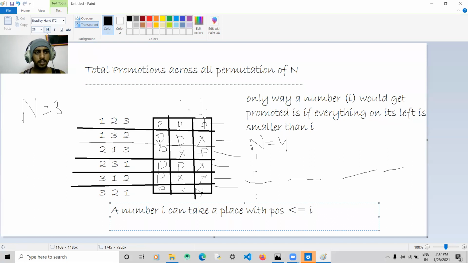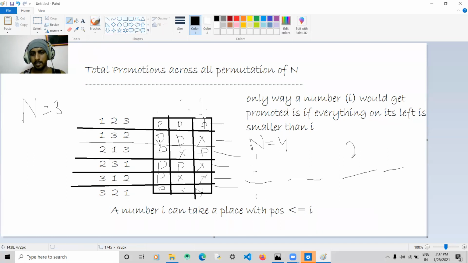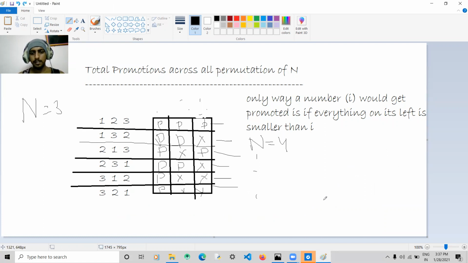So if you want to keep 3, it can be here at third place, here at second place, and here at first place. And if you want to keep 2, 2 can be here and here, second place and first place, but it can't be here. So let's say if you take a number i, then there are i minus 1 smaller numbers.